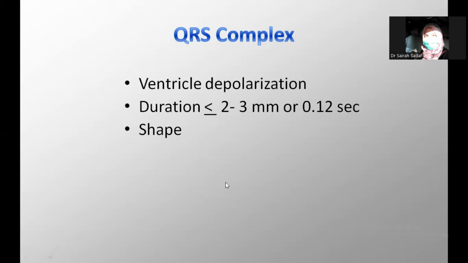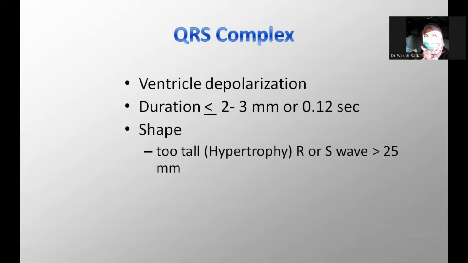So its duration should be less, between 2 to 3 mm or 0.12 seconds. Shape, everybody knows how it looks, but I will show you again. If it is too tall, it means there may be hypertrophy. We will go over all the criteria of hypertrophy and LBBs later in my slides. So today we are just having the basics of it.